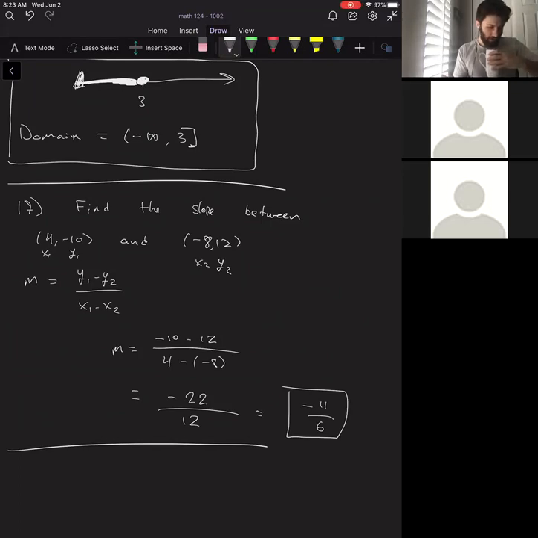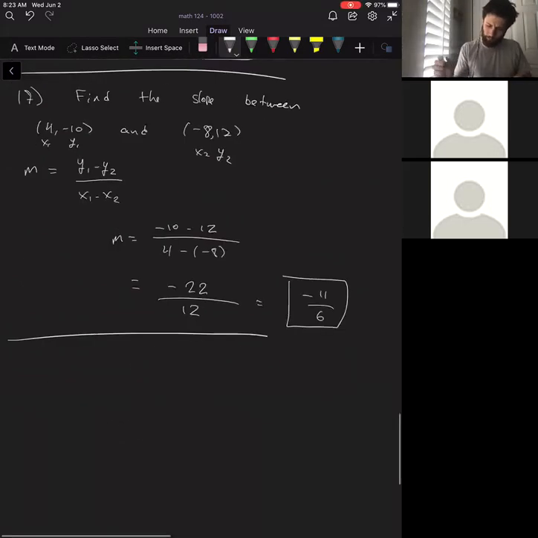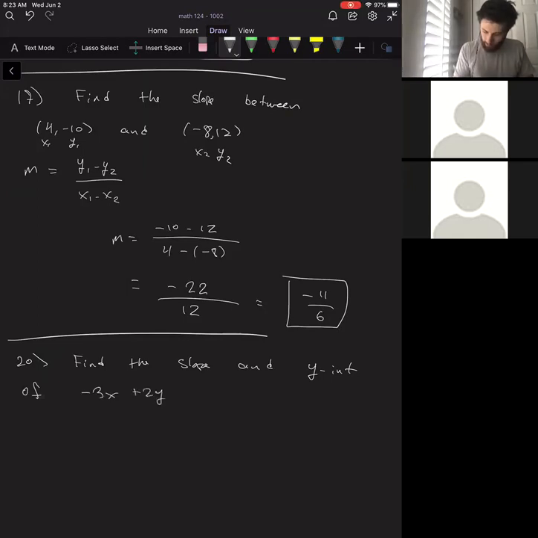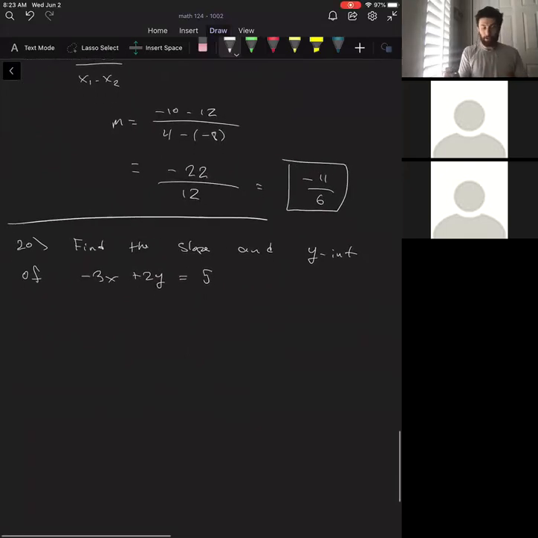All right, so the next problem. Now it's 20. So for this one, we're given an equation of a line. So we want to find the slope and the y-intercept. Find the slope and y-intercept of -3x plus 2y is equal to 5. So the easiest way to do this problem is we need to turn this line into slope-intercept form.